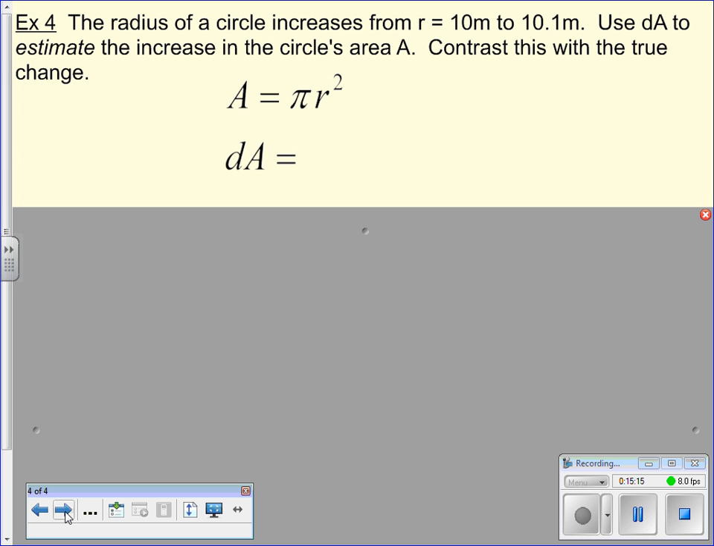So the radius of the circle increases from r equals 10 to r equals 10.1 meters. Use dA to estimate the increase, and it says estimate, the increase in the circle's area A. Contrast this with the true change. Now, much of this work has been done for you, but I want to talk about a couple things. This is almost what we're going to be doing when we come back. So, introduction to what we're doing when we come back. dA stands for actually what?